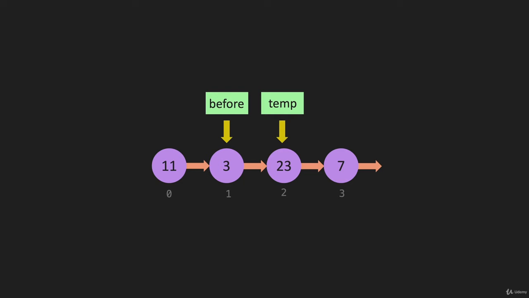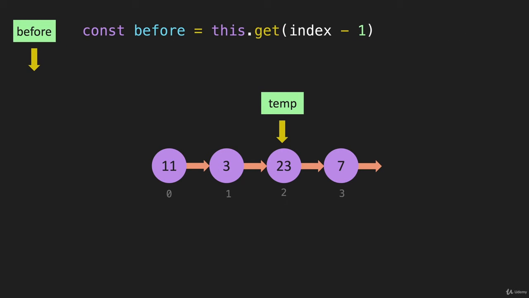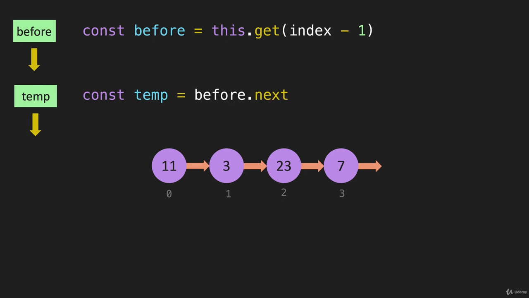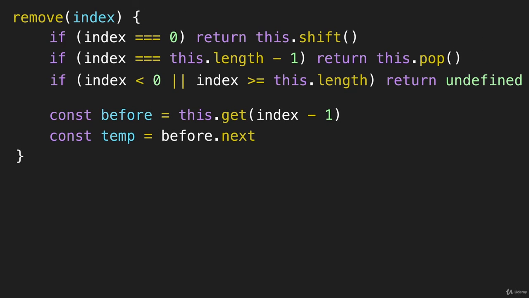And we can use this with the get method. So we could say before equals this.get of the index -1, the index that we're removing. So for the temp variable, we could use the get method again and just say get the item at the index that we're looking for, but that is an O of n operation, and there's a more efficient way to do this. We just say temp is equal to before.next. All right, so let's take a look at this code. So we have our if statements, and we have our 2 variables.